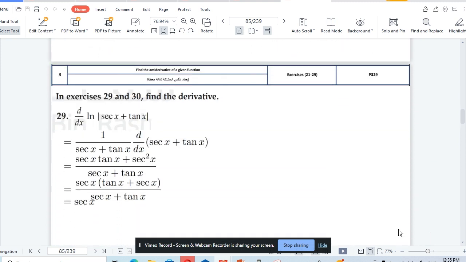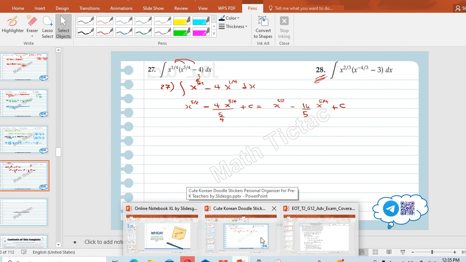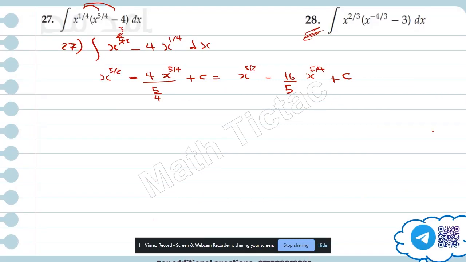Okay, so in this question, which is the last question 29, this is finding the derivative of ln. You remember that the derivative of ln is the derivative of what inside the ln over what inside the ln. So in here, the derivative of what inside, so let's solve this directly. So in here, this is the derivative of ln sec plus tan.